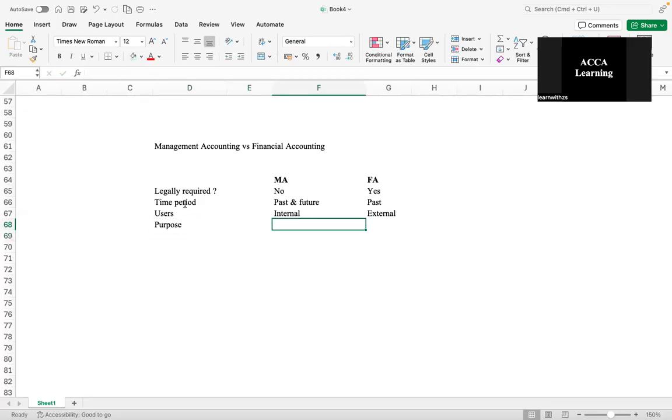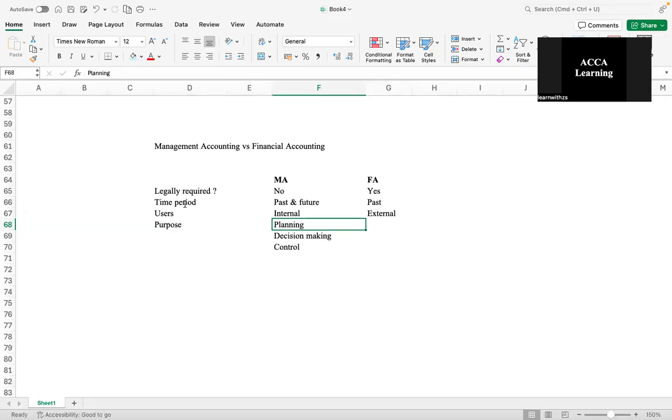So basically, management accounting, the purpose is to aid management in planning, in decision making, and in control. Let's talk about planning. What is planning? Planning is the setting of goals.